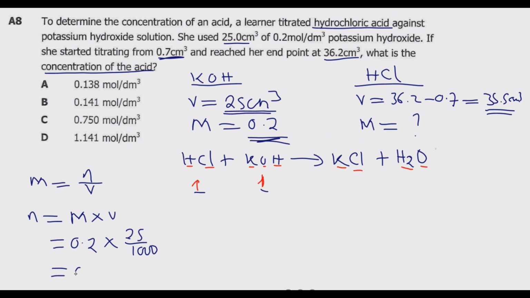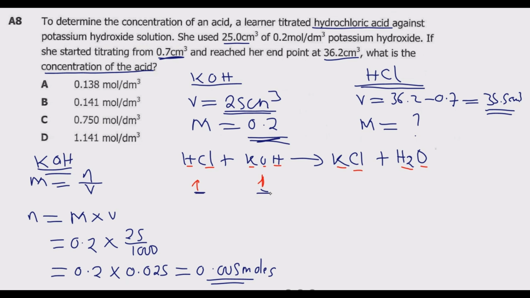So we're going to get 0.2 multiplied by 0.025. Then what do we get? We're going to get 0.005 moles. So these moles that are in potassium hydroxide are the same moles that are going to be in hydrochloric acid, because the mole ratio is 1 to 1.